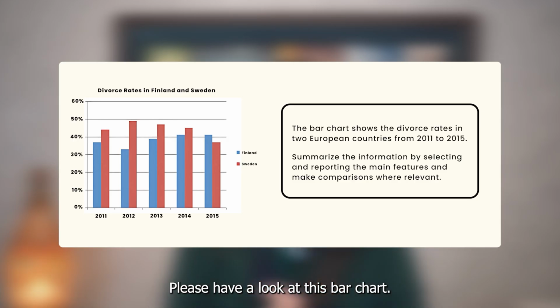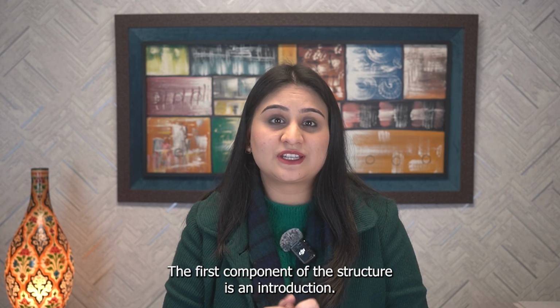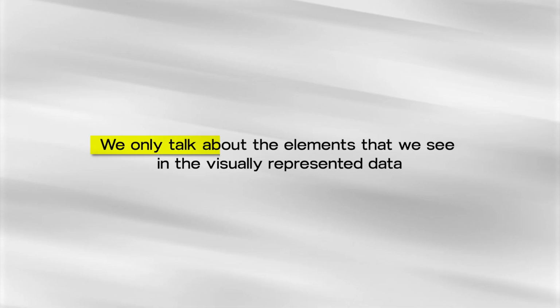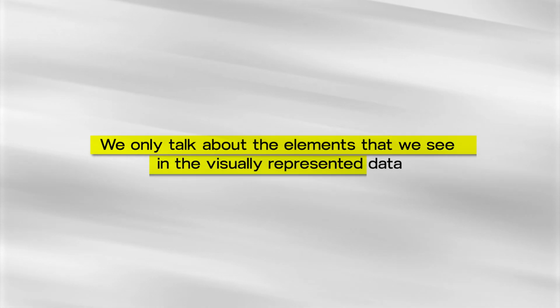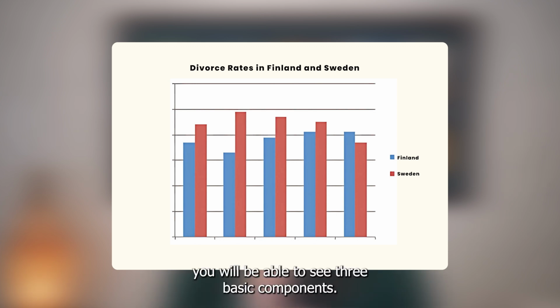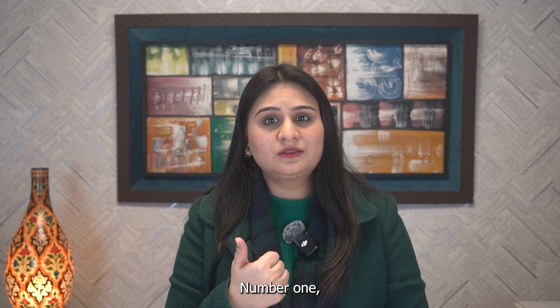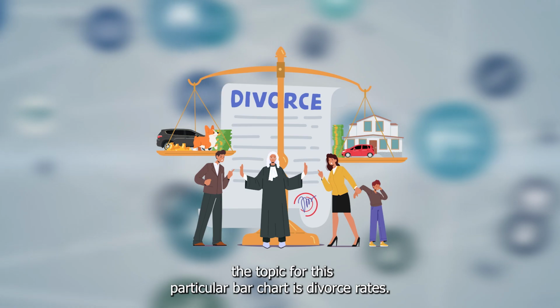Please have a look at this bar chart. The first component of the structure is an introduction. We only talk about the elements that we see in the visually represented data. For example, if you observe this bar chart, you'll be able to see 3 basic components. Number 1, the topic. The topic for this particular bar chart is divorce rates.